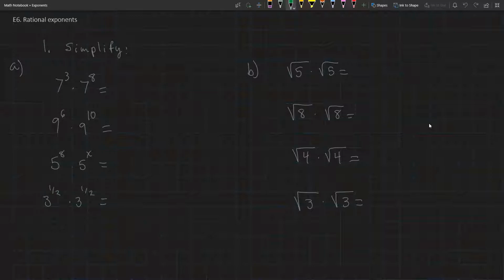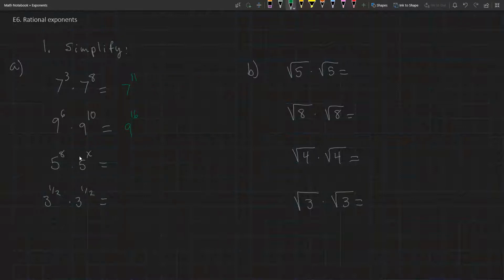This should be pretty simple. All of these on the left side are multiplying the same base. That's the first thing that comes to mind. And the nice thing here on the right side, the radicals also have the same numbers inside. That's kind of cool, so keep that in mind. When we multiply the same base, we can add their exponents. So 7 to the 3 plus 8 is the same as 7 to the 11th power. Same thing here, notice the same pattern. So 9 to the 6 plus 10, 9 to the 16th power.